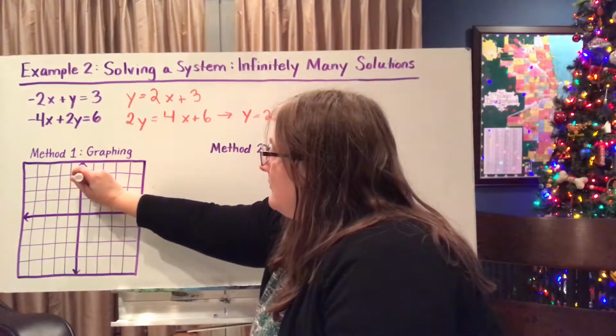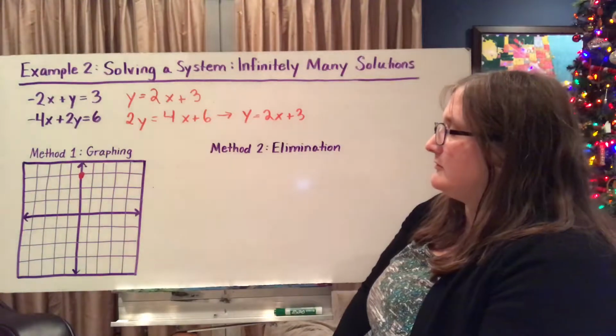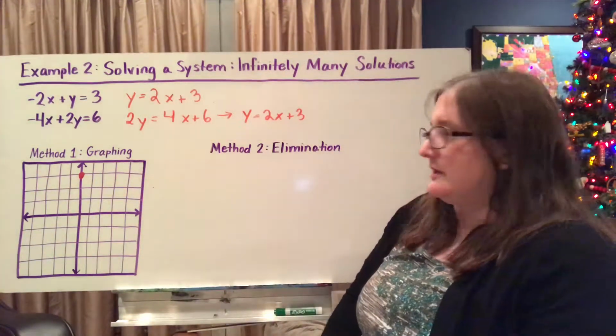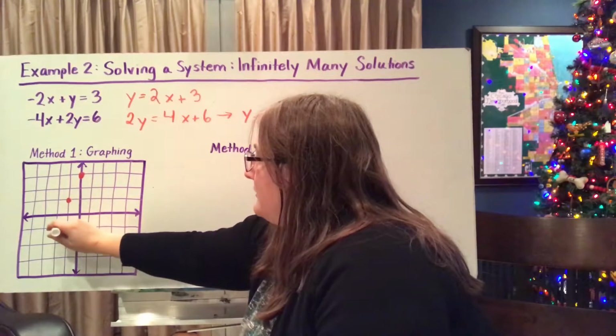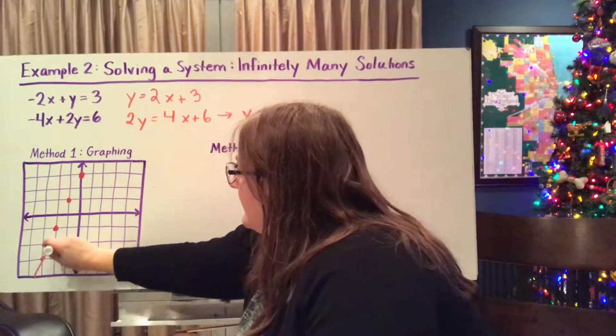So my intercept is at 3. My slope is 2, so I could go up 2 over 1, but that'd already be off my graph. So I'll do the exact opposite. I'll go down 2 and back 1, down 2 and back 1, down 2 and back 1, and I will connect my points.